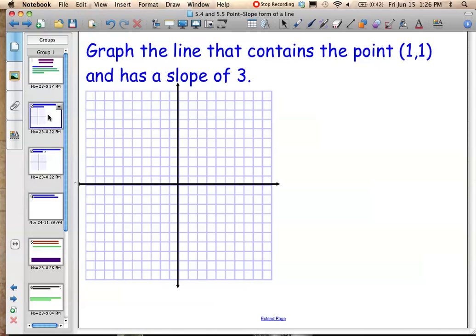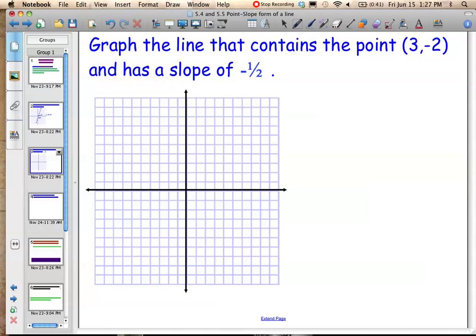Let's graph the line that contains the point (1, 1) with a slope of 3. Okay, so I'm going to go to (1, 1), and I'm going to do my slope of 3. I have done this before. I remember this from the last lesson. And I get a line like that. Don't know its equation yet, but I can figure that equation out. It looks like it goes through the point (0, -2). And the slope is 3, so maybe from last time, this equation is like y = 3x - 2. Cool.